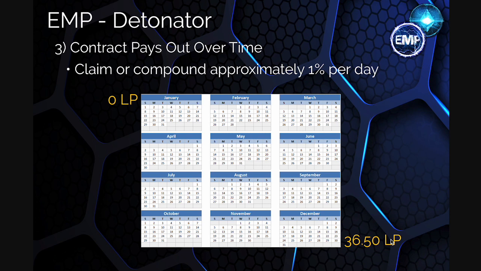The other thing to consider is you do have to go every day to claim or compound your daily rewards. And you may not do that every day, right? I mean, that's a big commitment to say that I'm going to come up and I'm going to claim or compound every day. So you may not just be able to do that, obviously.